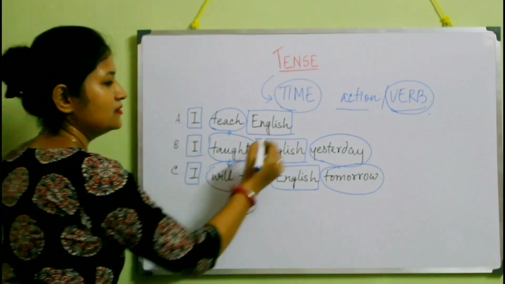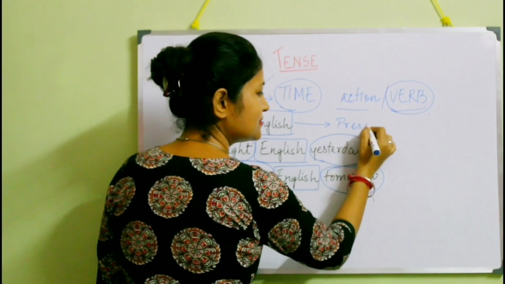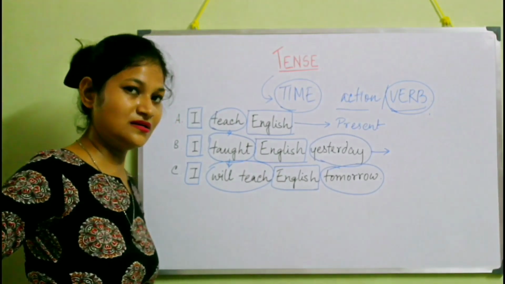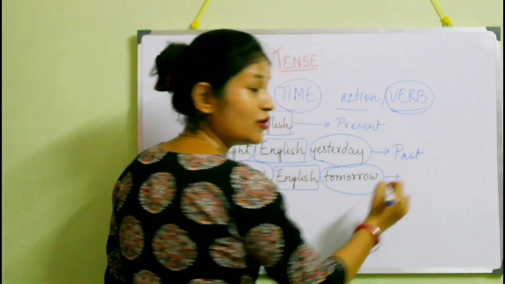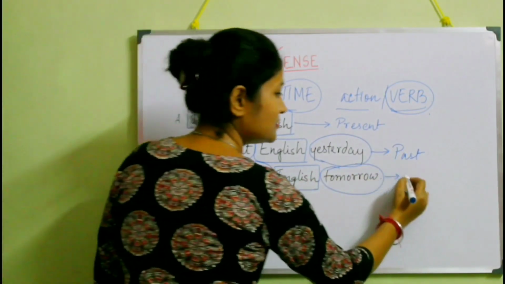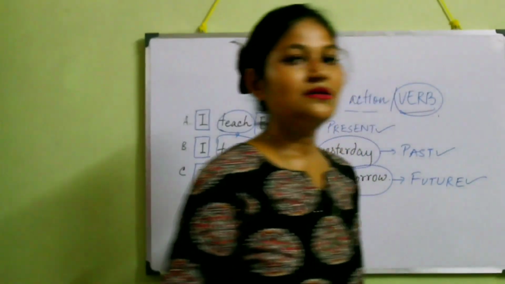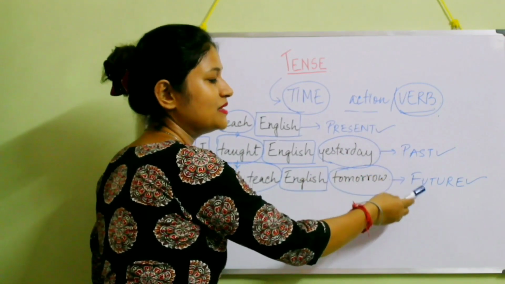So, this is present. Yesterday, I taught English. Past. Tomorrow, I am going to teach it tomorrow. So, future. So there are three main forms of tenses, the present form, the past form and the future form.